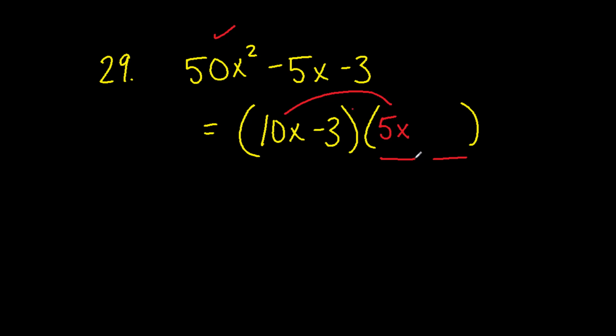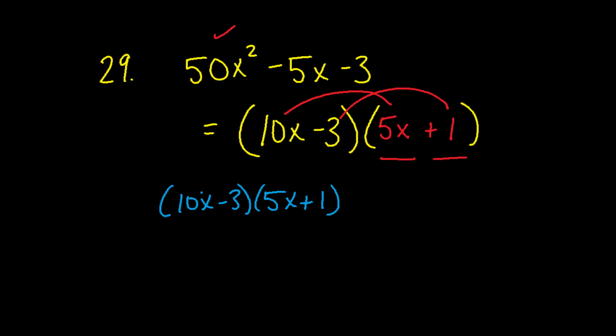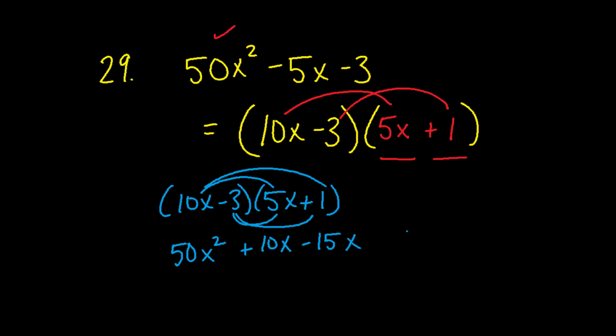For the last two terms, negative 3 times positive 1 would give us negative 3. Again, we can check to make sure that this works. 10 times 5 is 50, x times x, x squared. 10x times 1 is 10x. Negative 3 times 5 is negative 15x, and negative 3 times 1 is negative 3, which I'll just write as minus 3. So 50x squared minus 5x minus 3 does check.